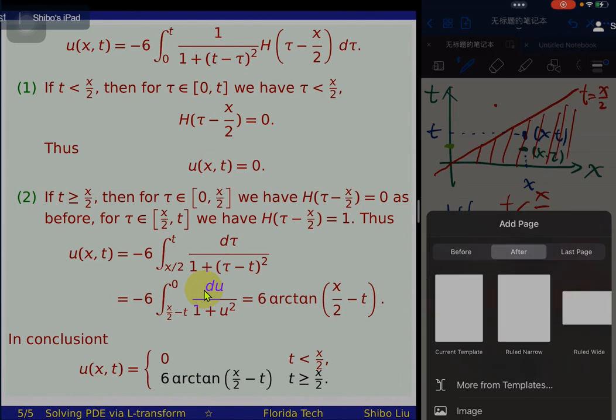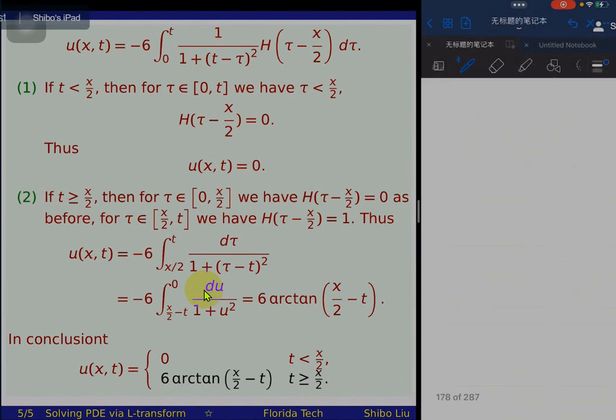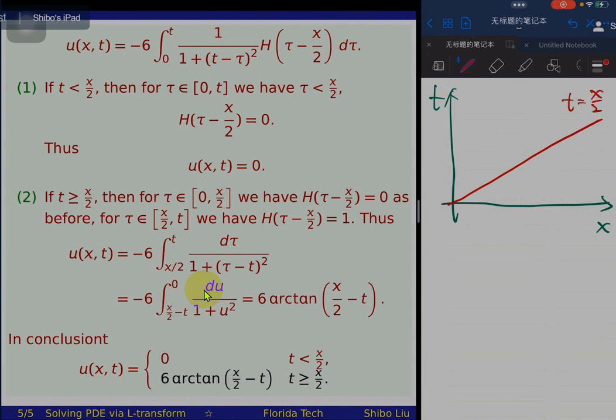So the graph of the solution is in the x, t plane, and our line here is t equals half of x. For our solution, u is 0 here, and above the line t equal to half of x, u is 6 arctangent of half of x minus t. That is our solution. Okay.